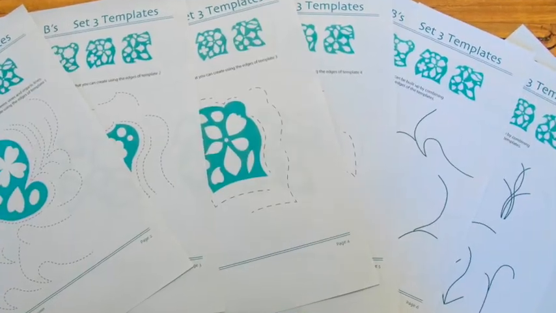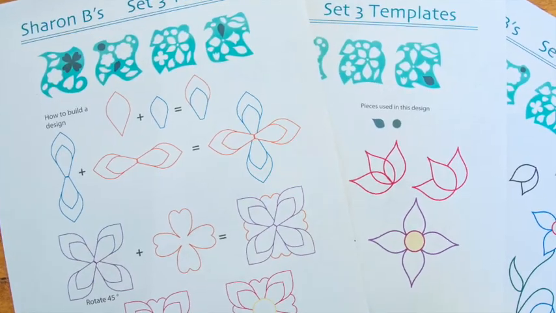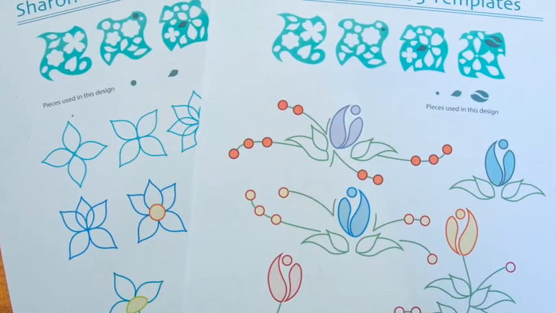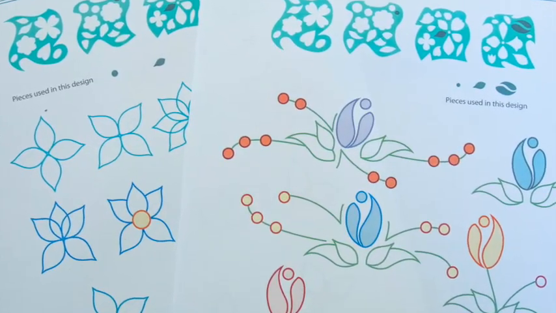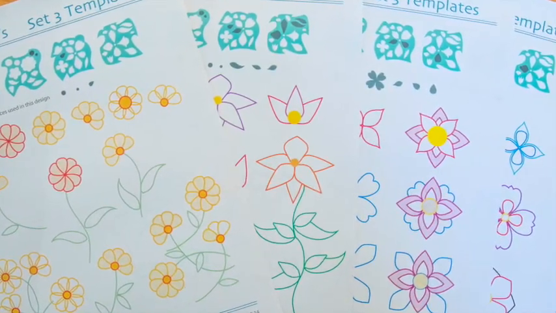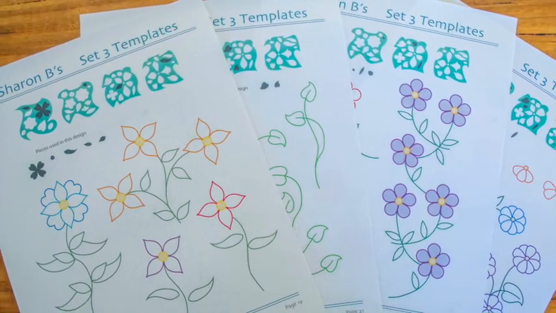The set comes with an ebook, which is a PDF file. The book starts off with showing you how to use the edges of the templates, which are the stems of the motifs, and the various shapes you can then add to those stems, the flower shapes.